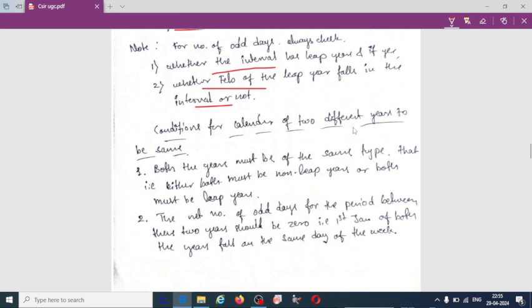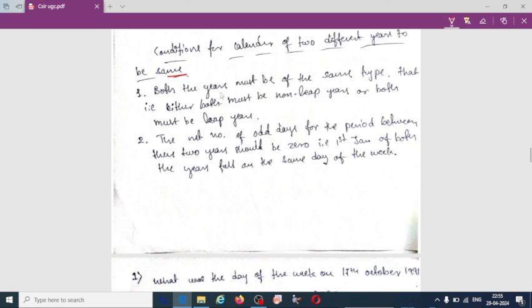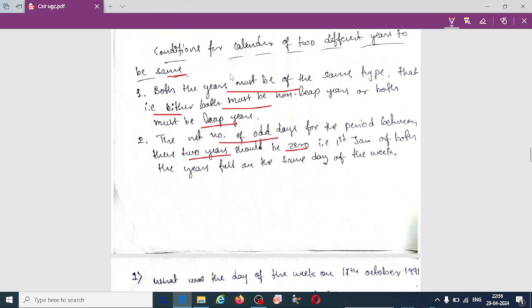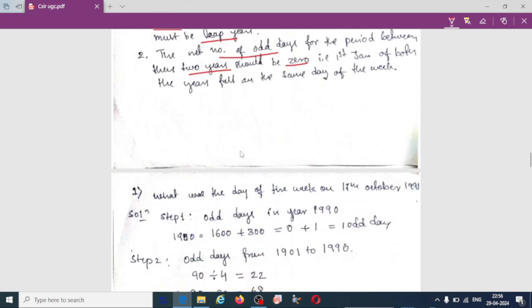Condition for the calendars of 2 different years to be the same. First, both the years must be of the same type, that is, either both must be non-leap years or both must be leap years. Second, the net number of odd days for the period between the 2 years should be 0. So you should follow these 2 conditions for 2 different years to be the same.